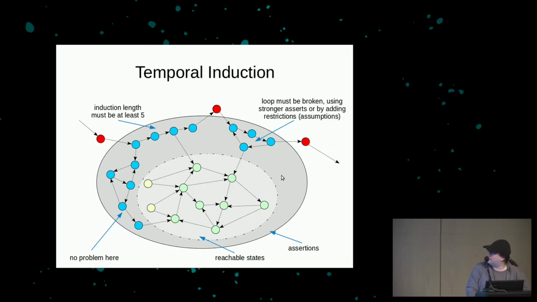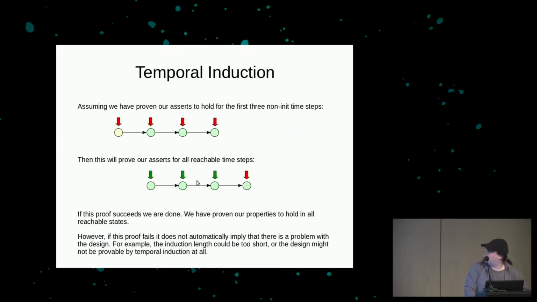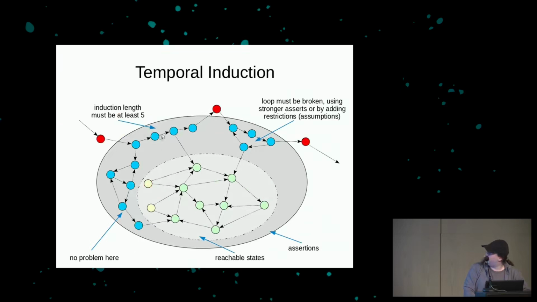where there are states that are okay with our assertions, but nevertheless are unreachable. And when we look at this proof that we are trying to do, we don't know if these states are reachable or not. So we could, for example, find here 1, 2, 3 states that are okay with our assertions, followed by a state that's not okay with our assertions. So if we find something like that, the easiest thing we can do is increment the induction length. So here we need at least 5 consecutive states, because 4 are there.